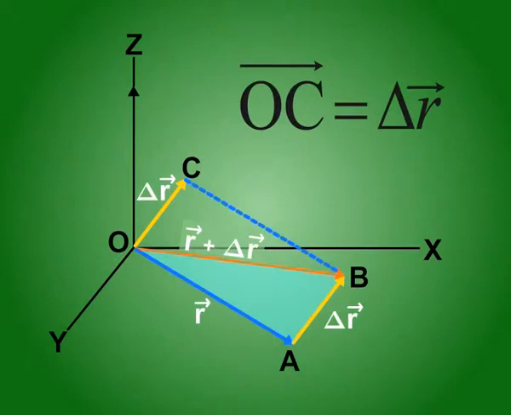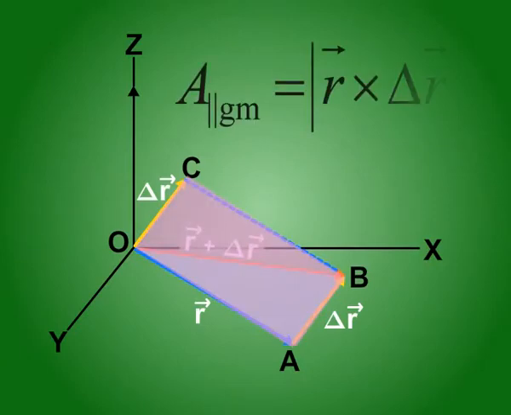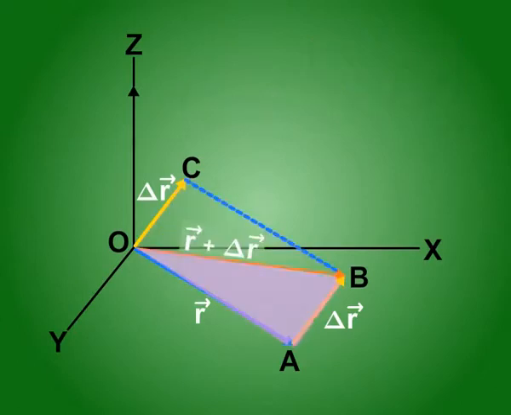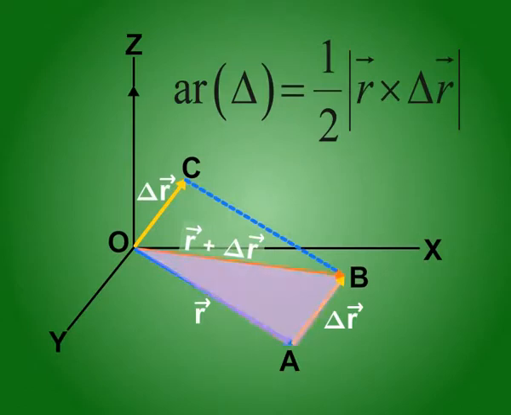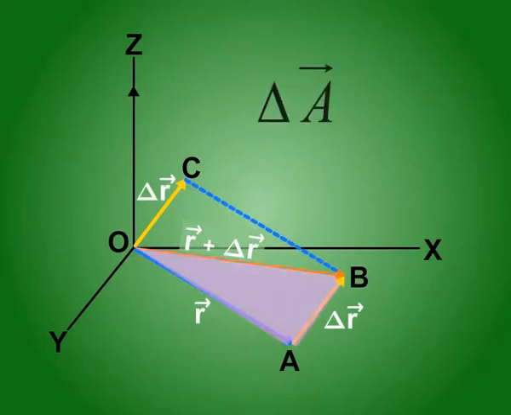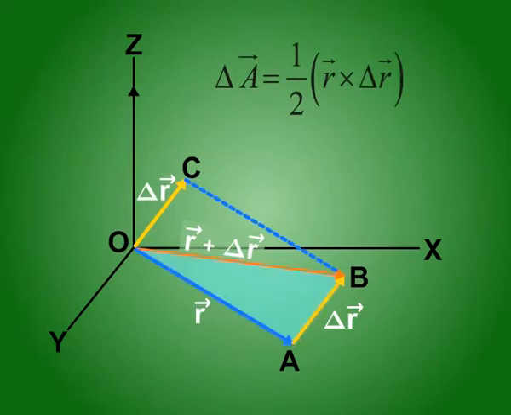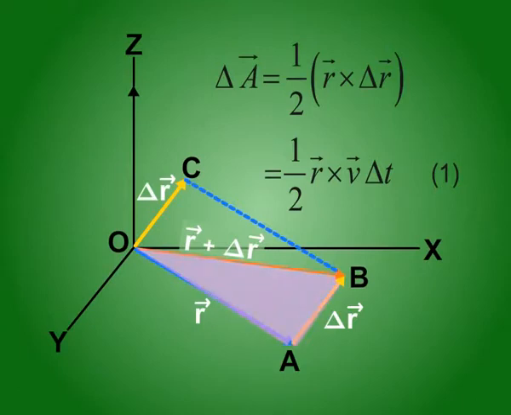Therefore, the area of the parallelogram OABC is equal to the modulus of vector R cross delta vector R, while the area of the triangle OAB is equal to 1/2 times the modulus of vector R cross delta vector R. The area of the triangle OAB represents the area swept by the position vector of the particle in time interval delta t. If the area swept is represented by delta vector A, then delta vector A is equal to 1/2 times vector R cross delta vector R, which is equal to 1/2 times vector R cross vector V into delta t, as equation 1.